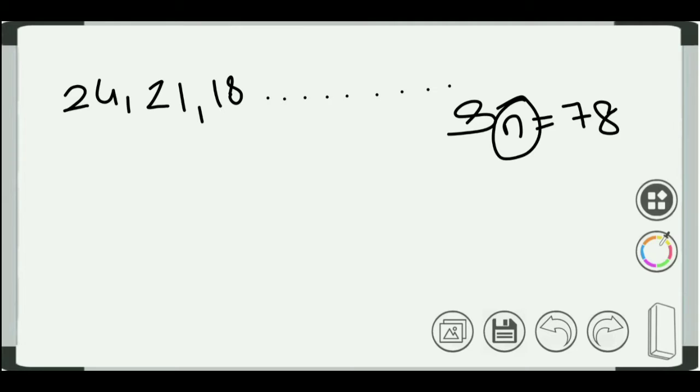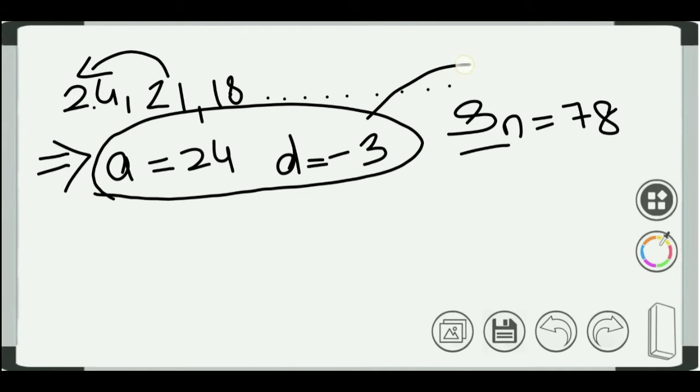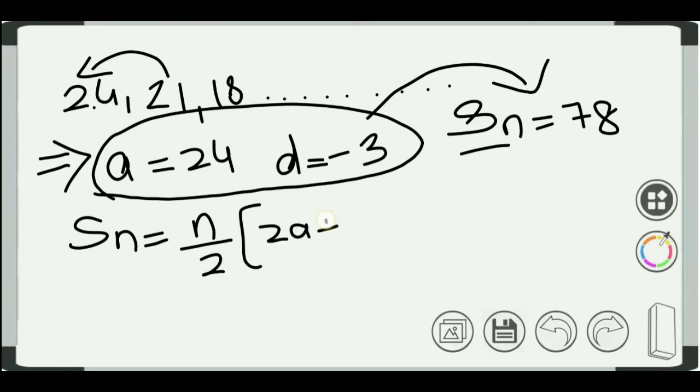So first of all, write the given details. a is equal to, first term is 24. d is equal to 21 minus 24. What is 21 minus 24? Minus 3. Now what else is given? Sn value 78. Now you can substitute these values in the Sn formula. So I am expanding the Sn formula. Sn is equal to n by 2 into 2a plus n minus 1 into d.